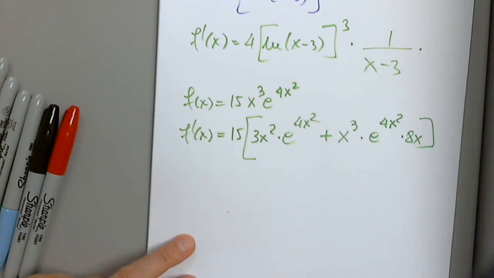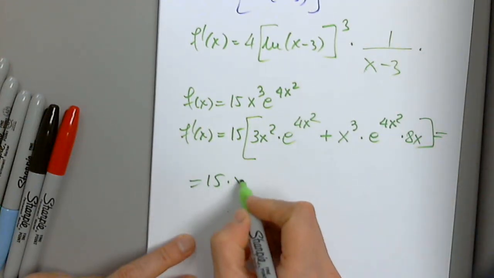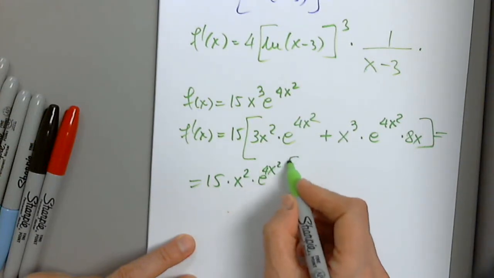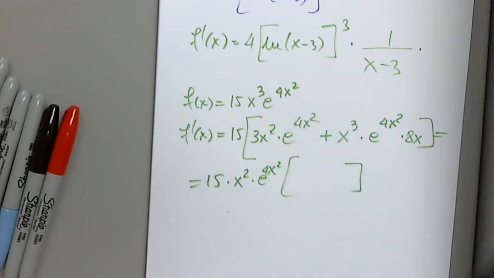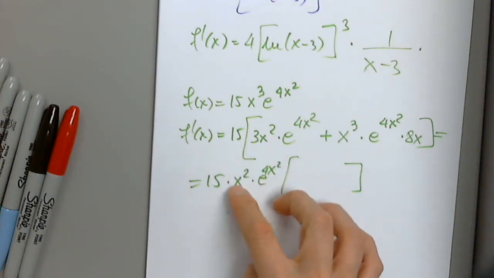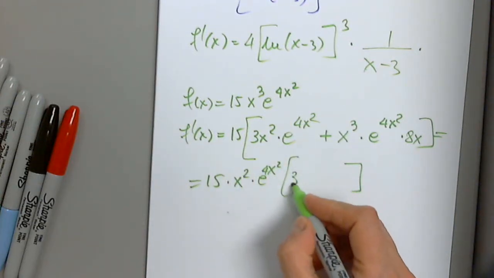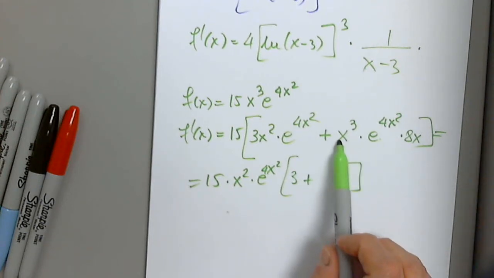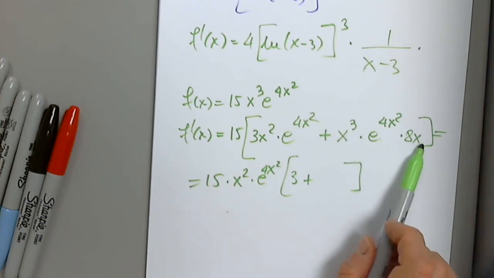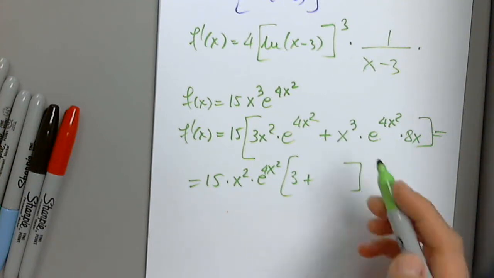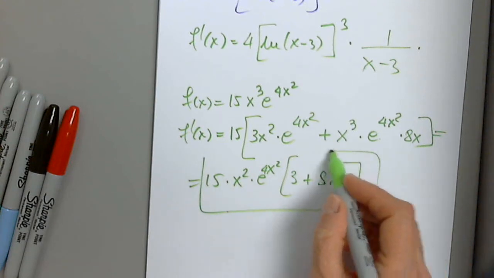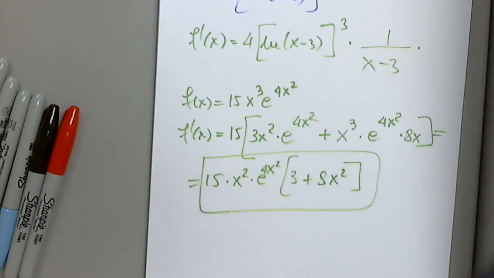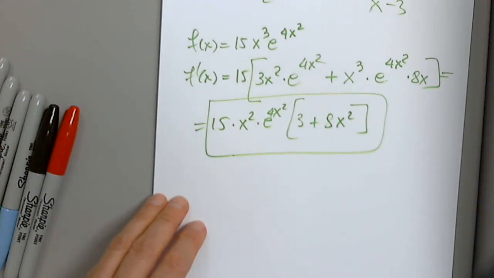Of course, I will pull out x squared and e to the 4x squared. x squared is a common factor, e to the 4x squared is another common factor. What is left? x squared is out, e is out, there is only 3 left. Plus, this is out, x squared is out, but there is an x with another x. So this will be 8x squared, and this is it. Is this okay?